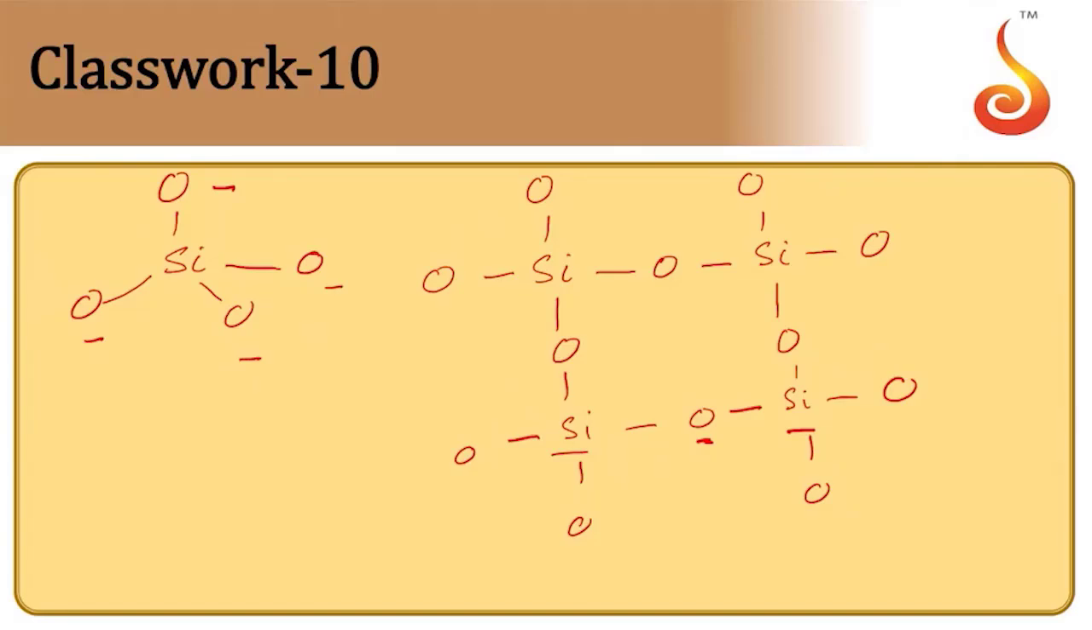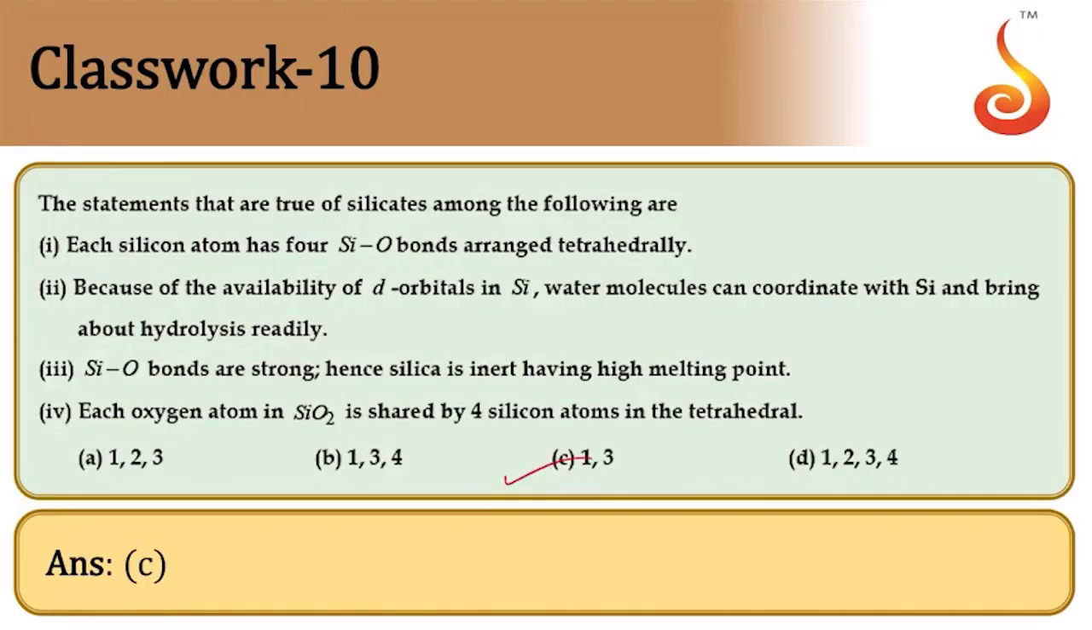Which of the following is true? Each silicon is surrounded by 4 oxygen atoms in silicates which are tetrahedrally bonded. And the third one, SiO bond is very strong and therefore has a higher melting point. And silicates will not undergo any hydrolysis. Each oxygen in silica shared by 4 silicon atoms is not correct. Each silicon is bonded to 4 oxygen atoms, not each oxygen atom shared by 4 silicon. Therefore the option is 1, 3.